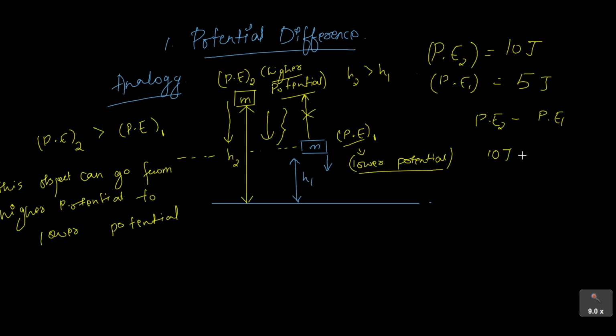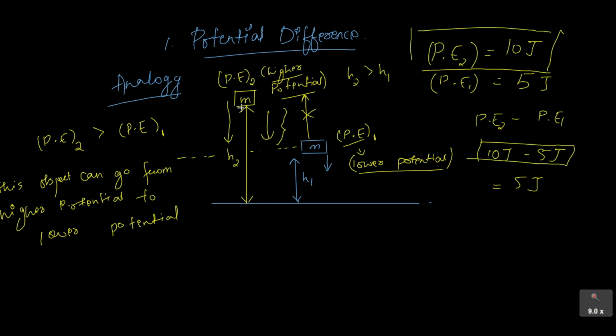So the difference between these two potential energies will be PE2 minus PE1, that means 10 joule minus 5 joule, which gives you 5 joule. This is the potential difference, though here I am talking in terms of energy. That is why there is a tendency for this object to go from higher potential to lower potential.